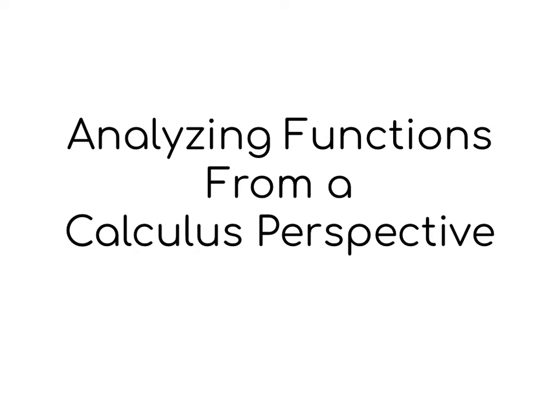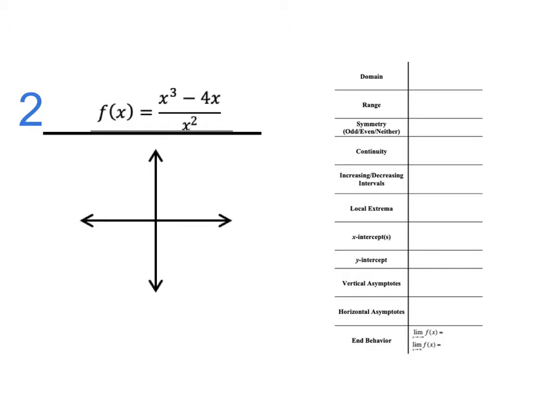Let's analyze a second function from a calculus perspective. As I look at the function x cubed minus 4x all over x squared, I start by trying to factor it and just analyze what I can algebraically. So start by factoring out the GCF, and then I recognize, oh, this would be x plus 2 and x minus 2. And the denominator, of course, is x times x.